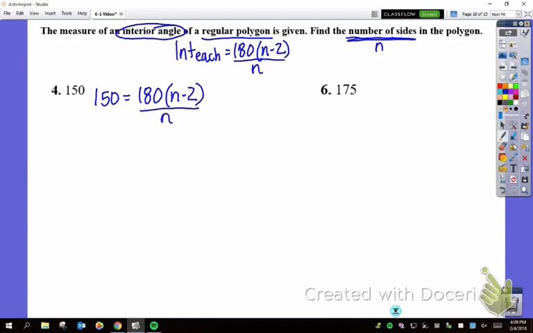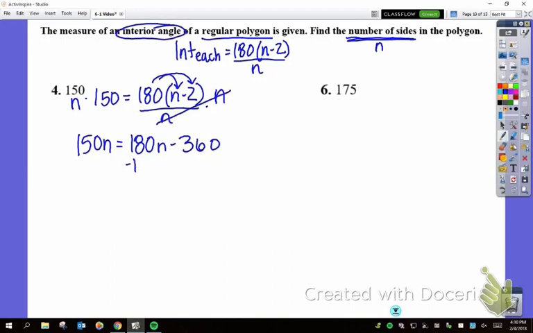So first we have to get rid of the n in the denominator by multiplying by n on both sides. Okay, then these get canceled and we're left with 150n equals, and then we've got these parentheses with this 180 on the outside, which means we have to distribute. So 150n equals 180n minus 360, and now we can solve for n.